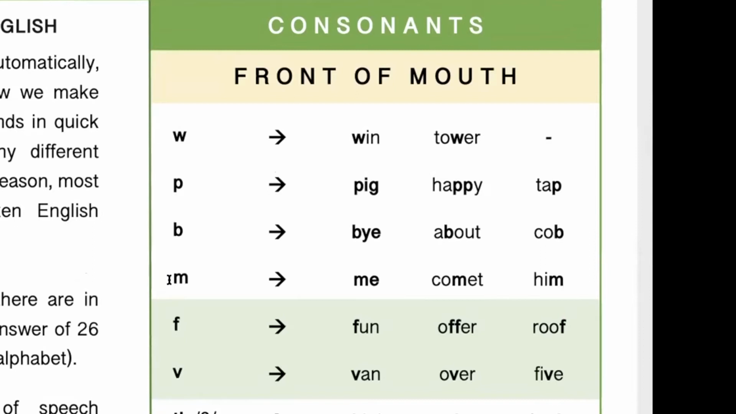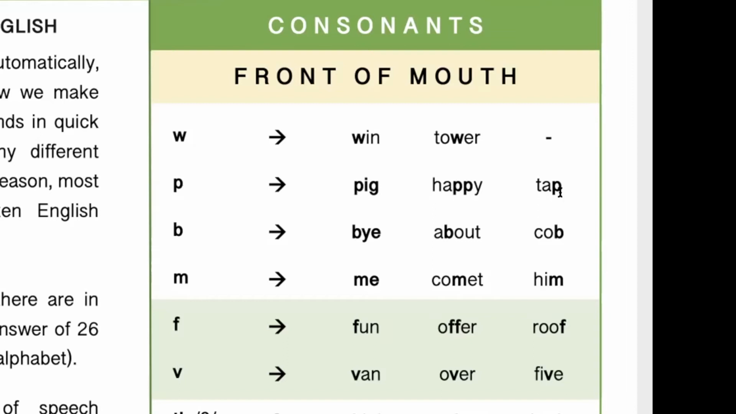What I want to draw your attention to now is the fact that those sounds are not just at the start of words, but they can also be in the middle of words. So w can be at the start in win, and it can be in the middle in tower. But we don't have w on the end of words. That phoneme doesn't appear on the end of words in spoken English. If we come to p, we have p at the start in pig. We can have p in the middle, like in happy, and we use two P's to write it, but we don't say it twice. It's just a spelling convention.